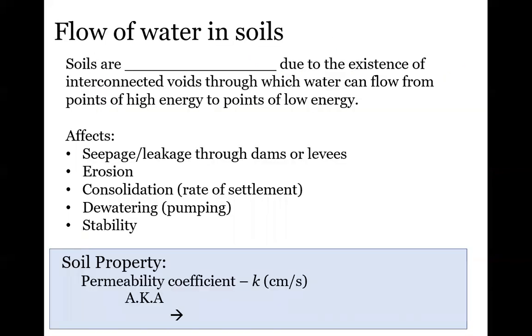So we know soils are permeable, that term permeable, due to the existence of these interconnected voids through which water can flow from points of high energy to points of low energy. If you're unfamiliar with thinking of water flow in terms of energy, it can get kind of confusing, but obviously water always wants to even out. If you have water in a cup and you pour it over, gravity is going to pull it down to its lowest potential energy state.